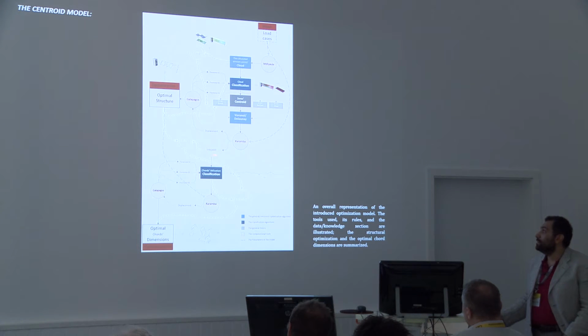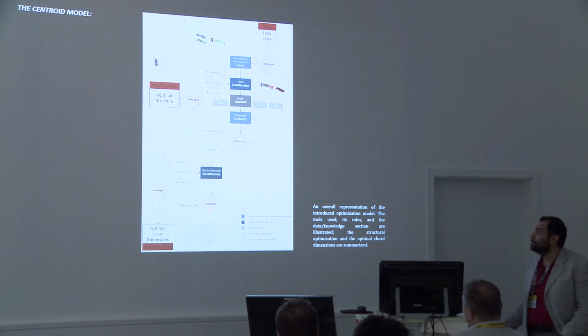The second phase is the dimensions optimization of the chords. Each chord will have its own dimensions. The utilization is classified, so each element has its own classification, and we apply the bell-shaped diagram to it again.